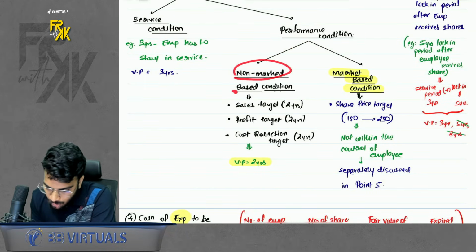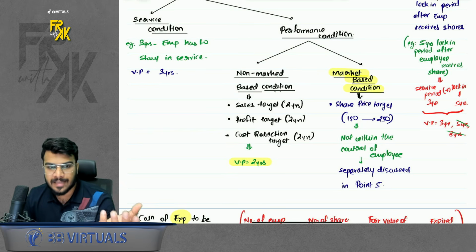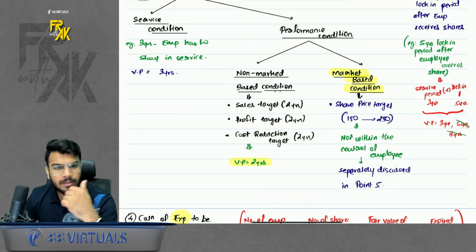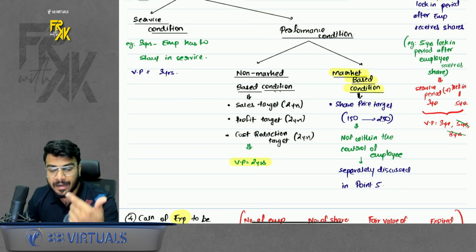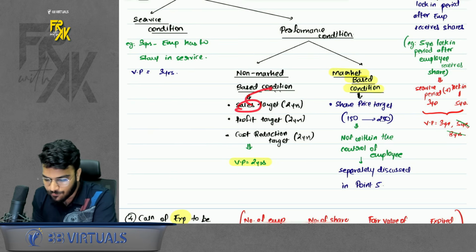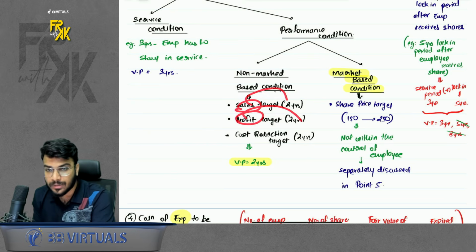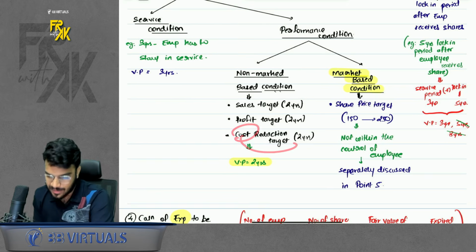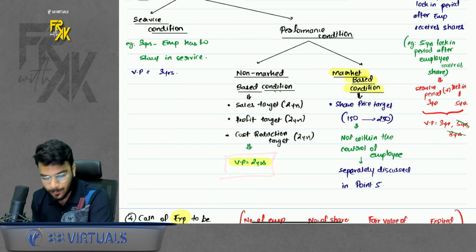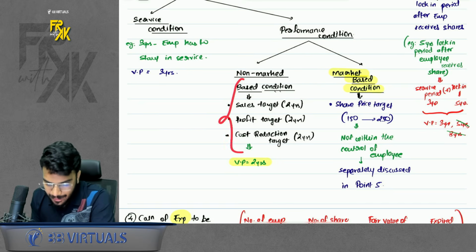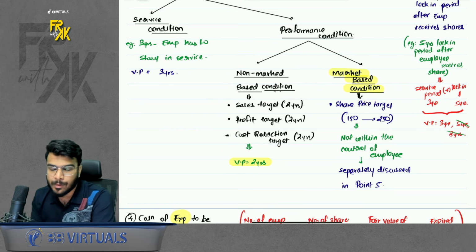What is the meaning of non-market based condition? Giving such a target which is within the control of the employee. Achieving a sales target, profit target, cost target. It is within the control of the employee. So if you have given a sales target for 2 years, or a profit target to achieve in 2 years, or a cost target to be achieved in 2 years, then the vesting period will be 2 years. So these non-market based conditions are considered while calculating the vesting period.